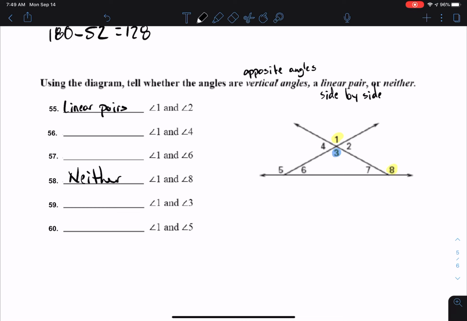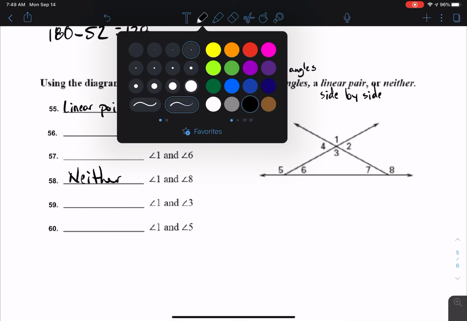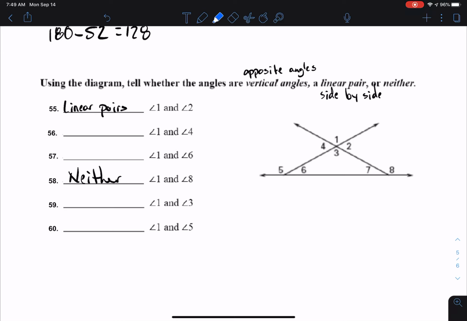Let's look at number 59. It says angle 1 and angle 3. Are they opposite each other? Yes, sir. So these are called vertical angles. They are not side by side. Side by side means right next to each other. I know these look kind of next to each other, but they're actually opposite each other, because they're on the opposite side.